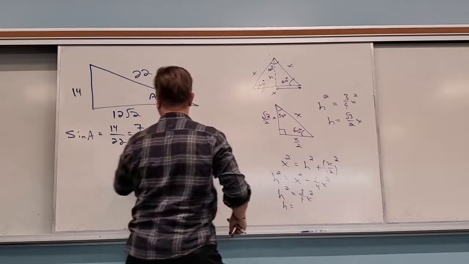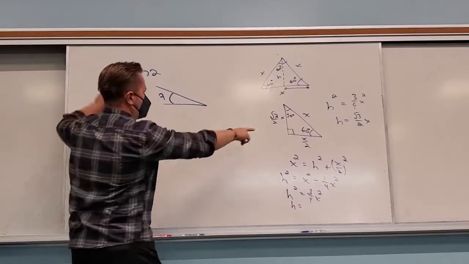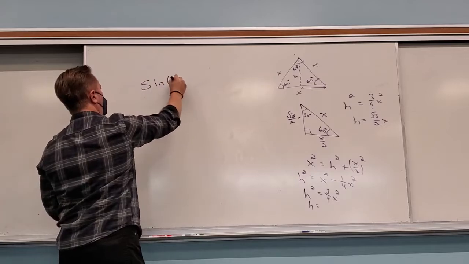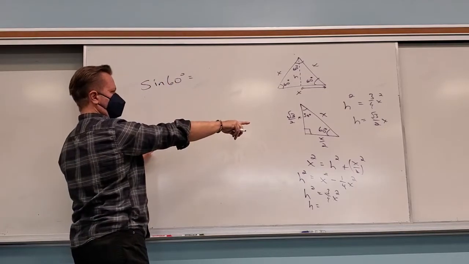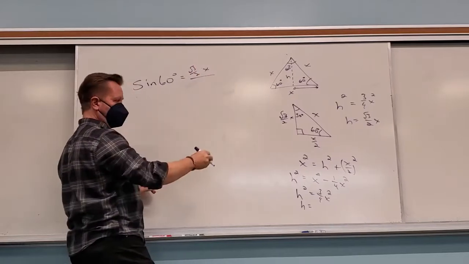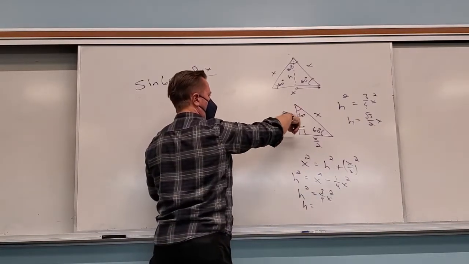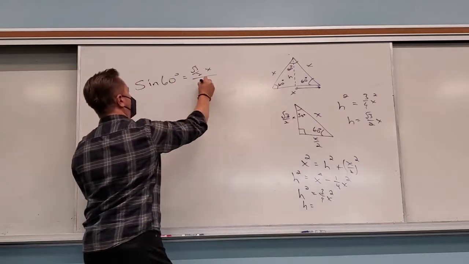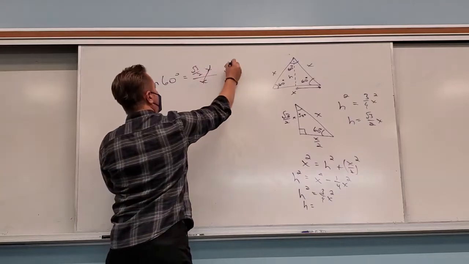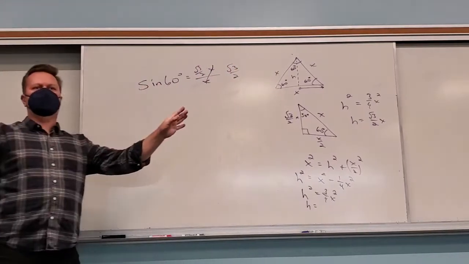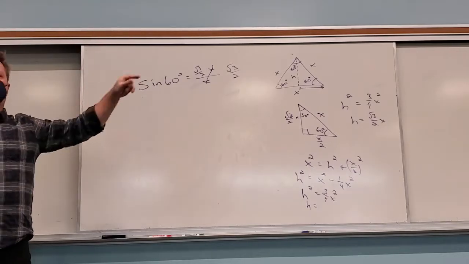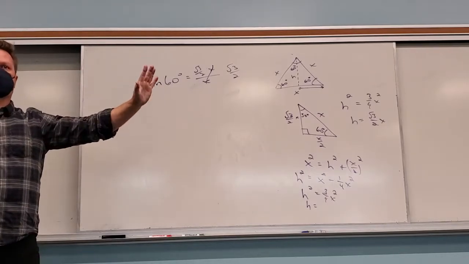So, what is the sine of 60 degrees? Right, rad 3 over 2 x over x, this side divided by the hypotenuse. And of course, what cancels? The x's. So the sine of 60 is just equal to the square root of 3 over 2. That's what it always is, because if I make the triangle bigger or smaller, it's going to reduce to be rad 3 over 2.